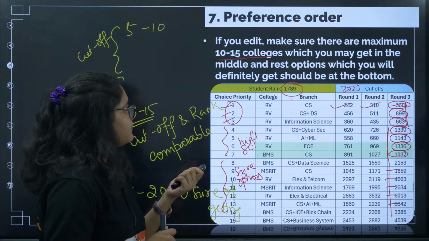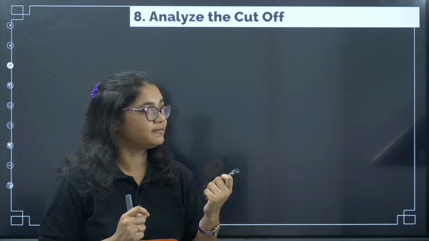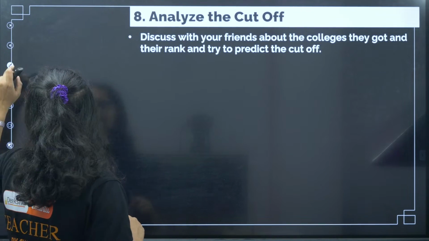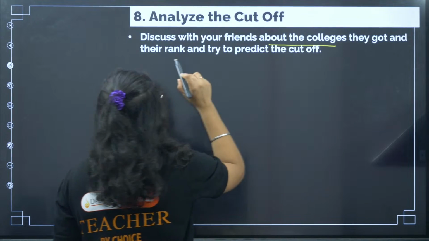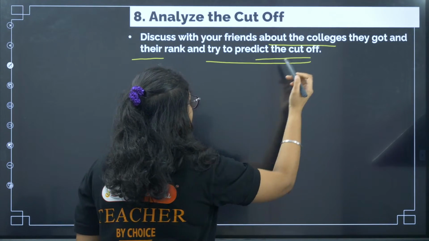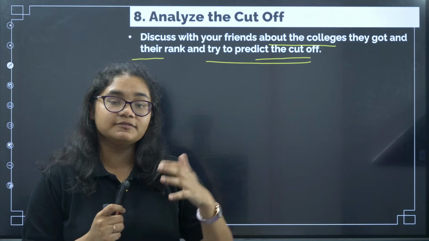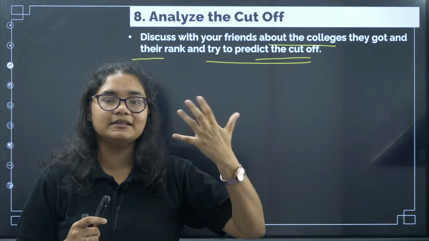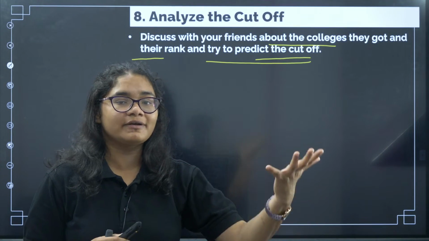Now coming to the next part, that is, analyze the cutoff. This is again very important. So discuss with your friends about the colleges they got and their ranks, and try to predict the cutoff. Talk to your friends, check the last year cutoff, check your allotment also, and analyze whether the cutoff has gone down or has increased.